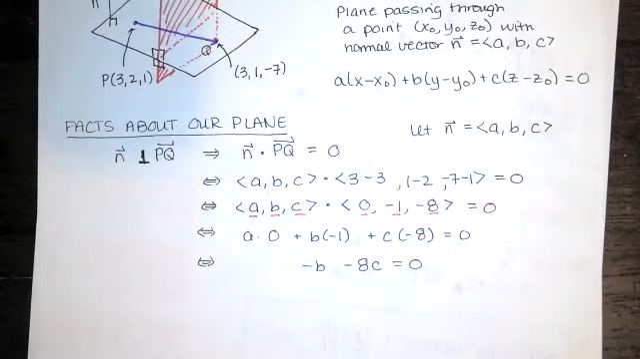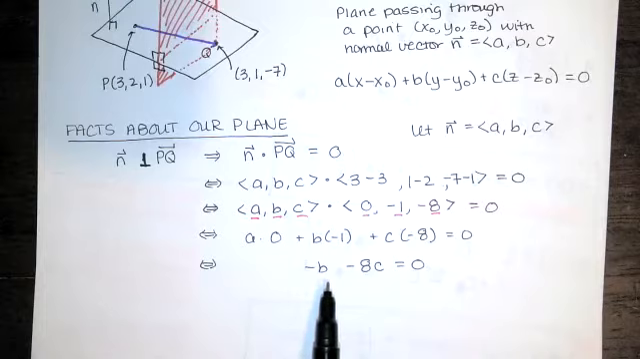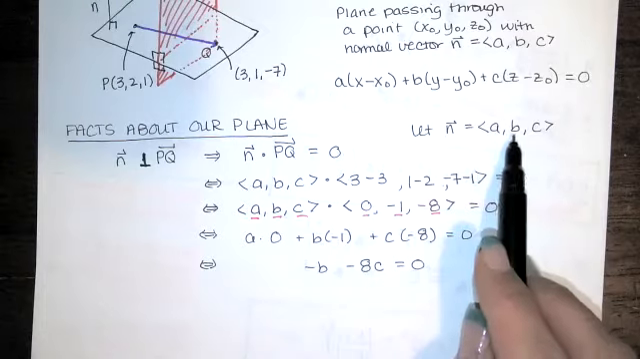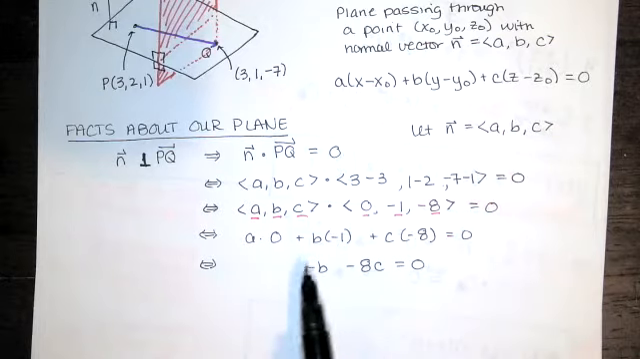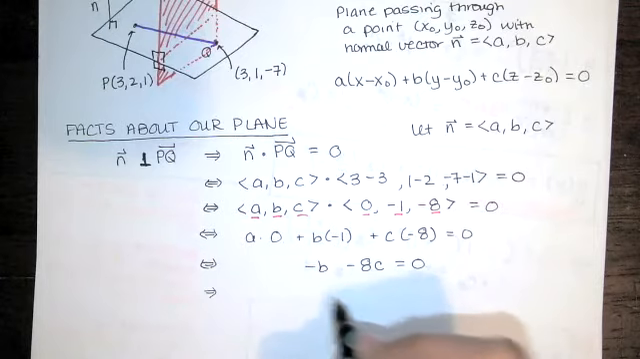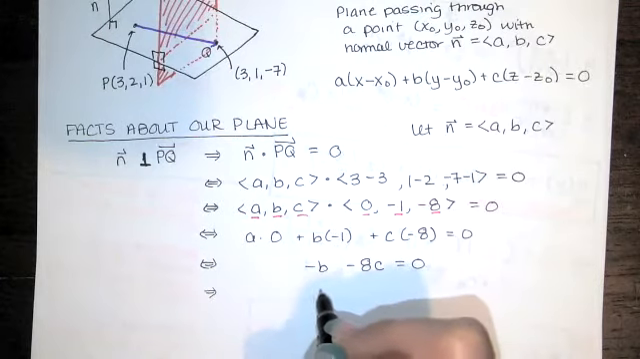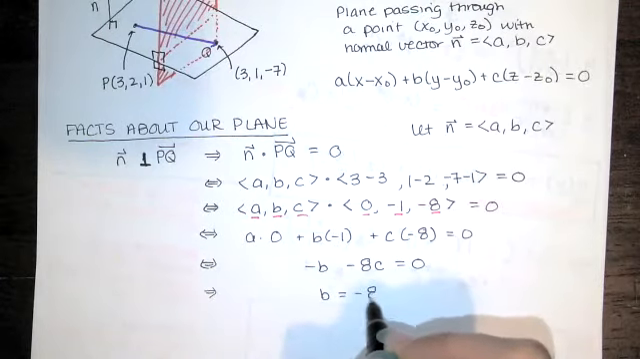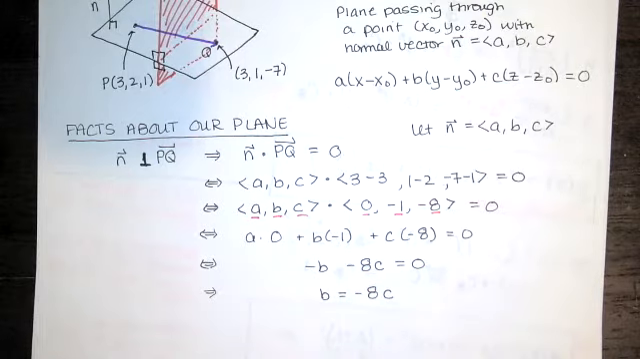And that's nice. I don't know what A is, but I know that B and C, the Y and Z components of my normal vector, have to satisfy this relationship. So I think I will take this and solve for B. If I add B to both sides and then switch sides, I have B equals -8 times C. So if C happened to be 1, B would be -8. That's an important fact that we may need.